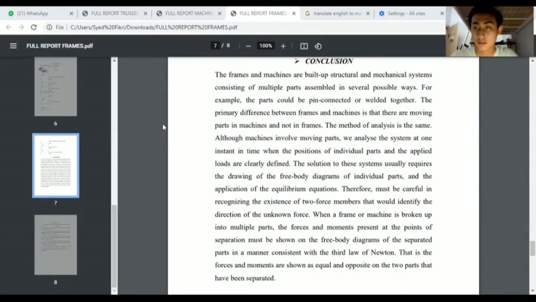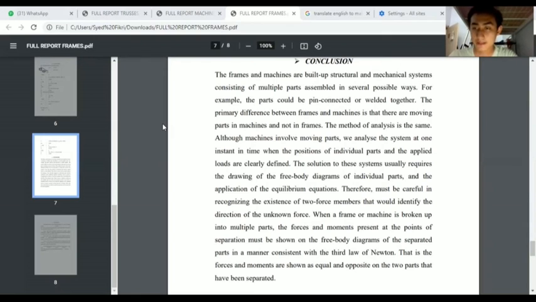Okay, this is a conclusion about frames. The frame and machine are built-up structural and mechanical systems consisting of multiple parts assembled in several possible ways. The method of analysis is the same as with machines. The solution to this system usually requires the drawing of the free body diagrams of individual parts and the application of the equilibrium equations. Therefore, we must be careful in recognizing the existence of two-force members that will identify the direction of the unknown force.